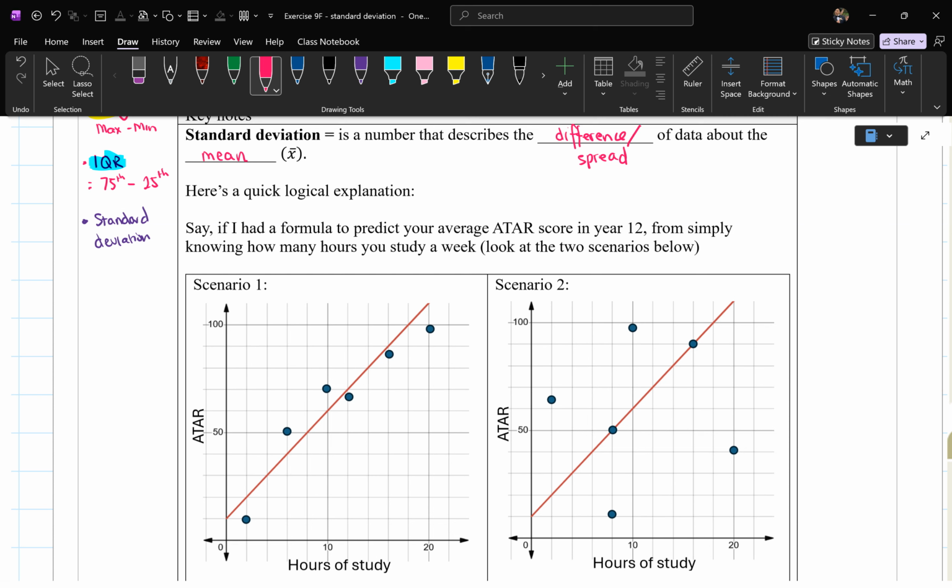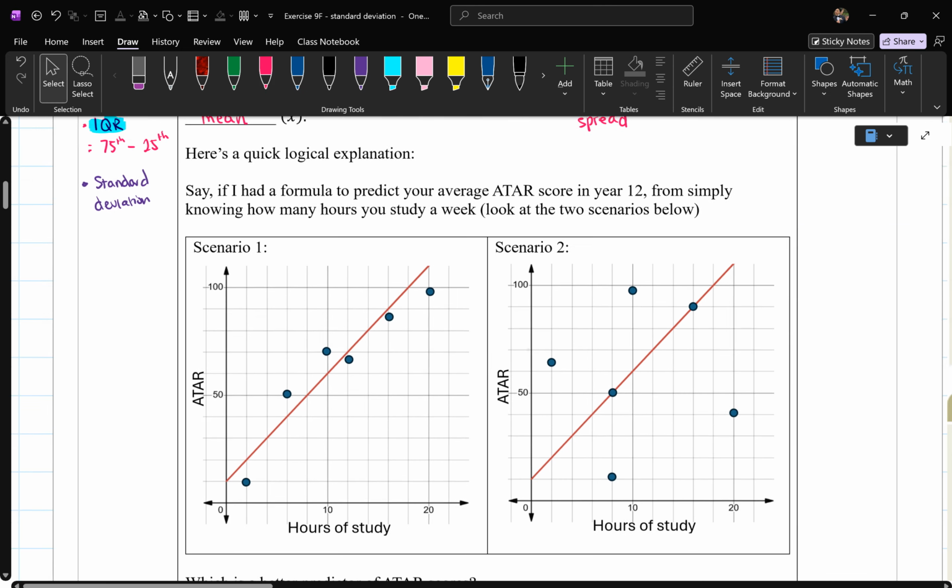So we use the mean as the main area where most data will sit, because that's what the mean represents. And then from that mean, we're just looking at how far away from the mean it is. So the difference from the mean, or the spread of the data away from the mean. So let's give you an example. I usually do this with my year 12.